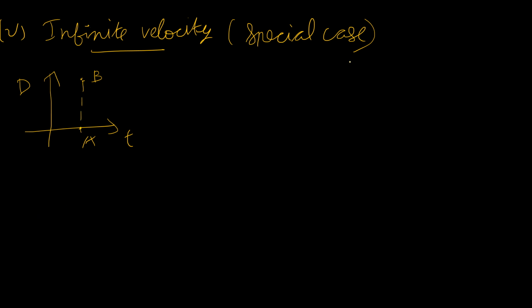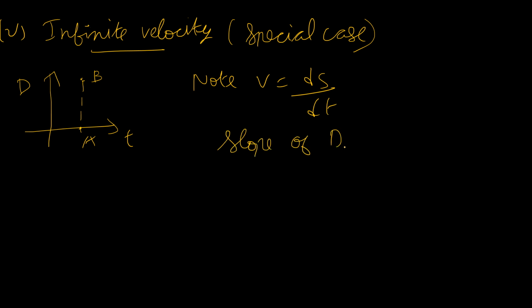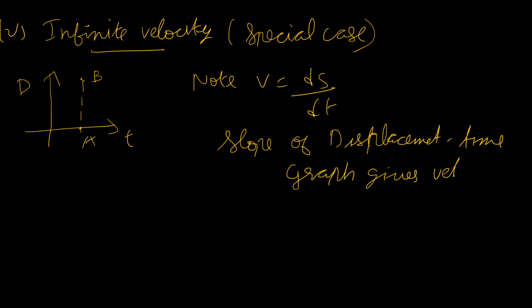And there is a note we need to say. It's a very simple thing. v equal to ds by dt. What does this mean? That is, the slope of the displacement time graph gives what? Velocity. This is a very important point asked in many exams.